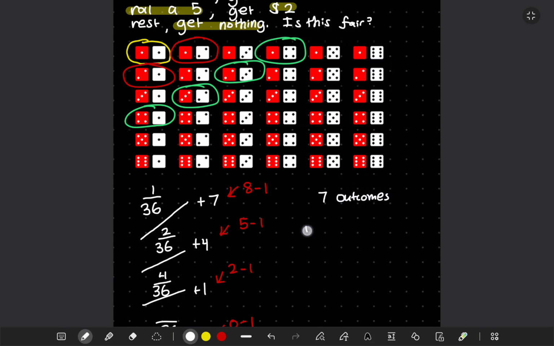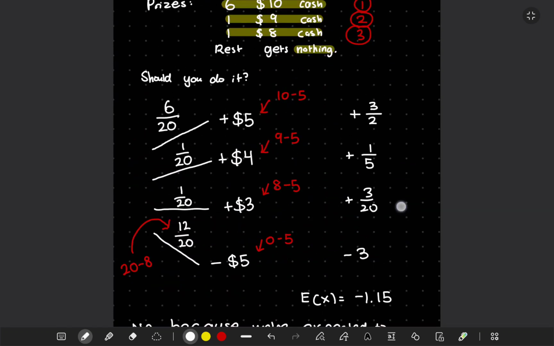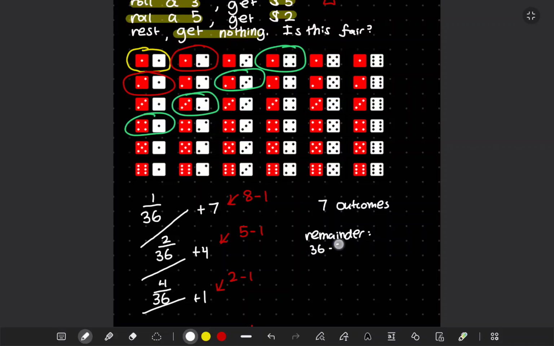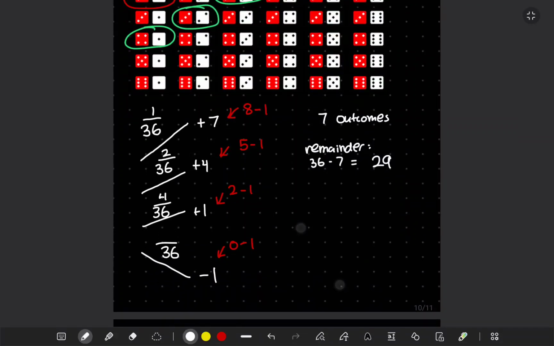To find the remainder, what we need to do is exactly like what we did in number 3. We took the 20 minus the 8 to get 12. Same thing here. We have our total, 36. I'm going to subtract it minus 7, giving us 29. So I'm going to write right here, 29 out of 36. And so what am I going to do with these numbers now? Again, just like before, I'm going to multiply and then add them.